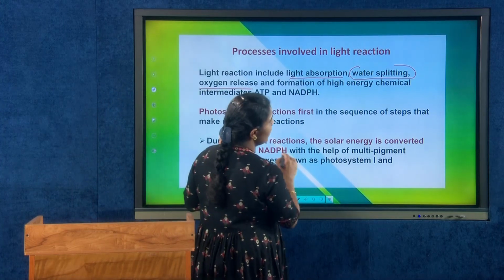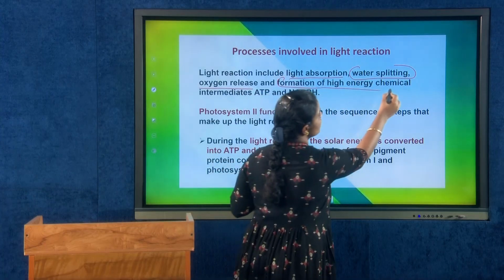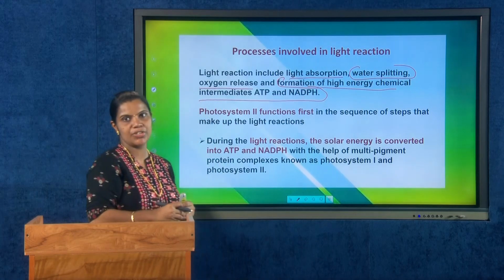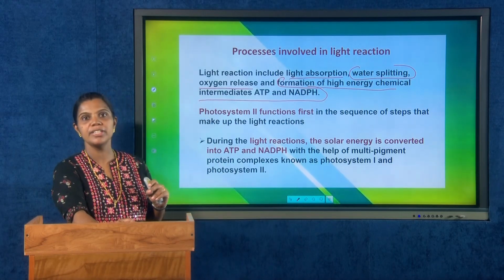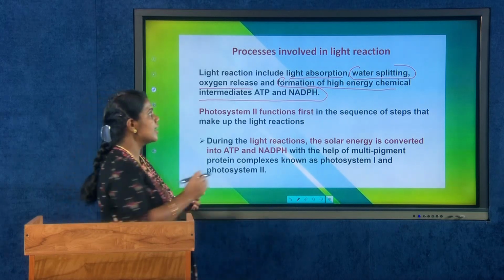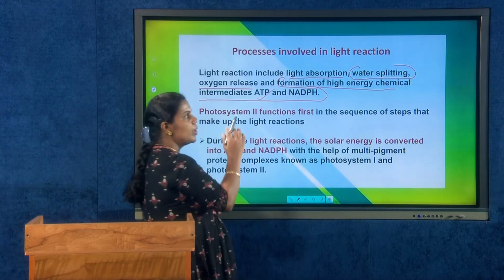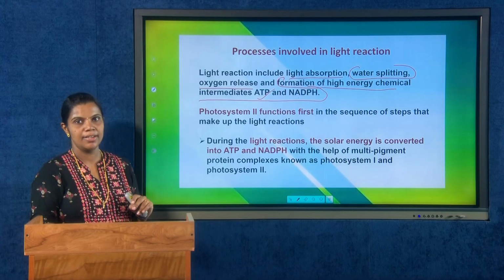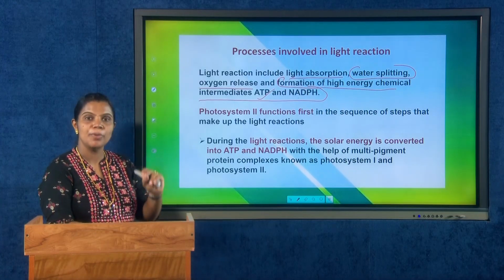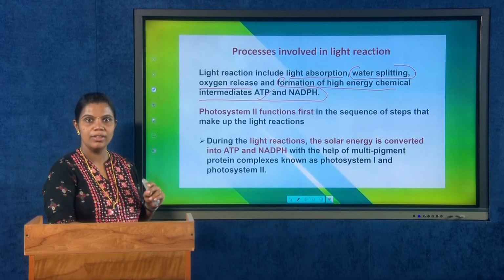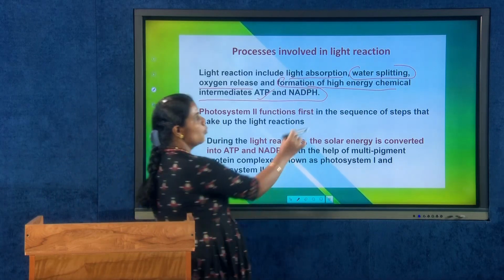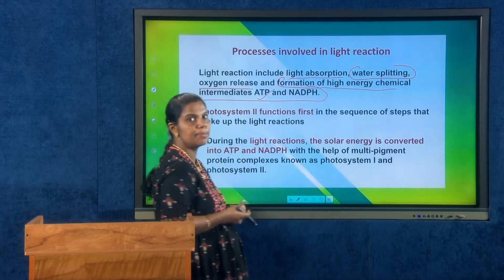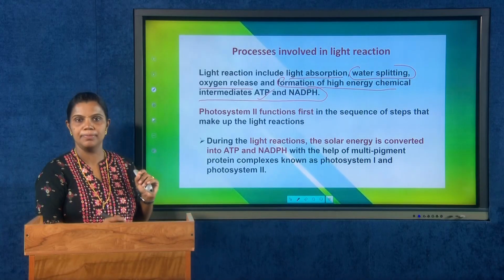And we have the oxygen release and formation of high energy chemical intermediates, that is ATP and NADPH. I have already mentioned that the byproducts of light reactions are NADPH and ATP, which are utilized in the dark phase reaction for the synthesis of carbohydrate. So, simply we can say that the processes involved in light reaction include light absorption, water splitting and oxygen release, then the formation of the high energy intermediates NADPH and ATP.